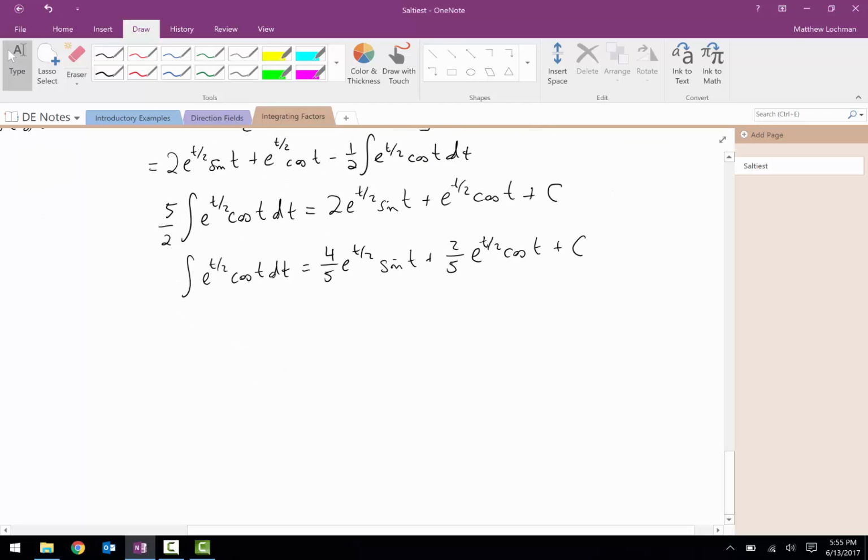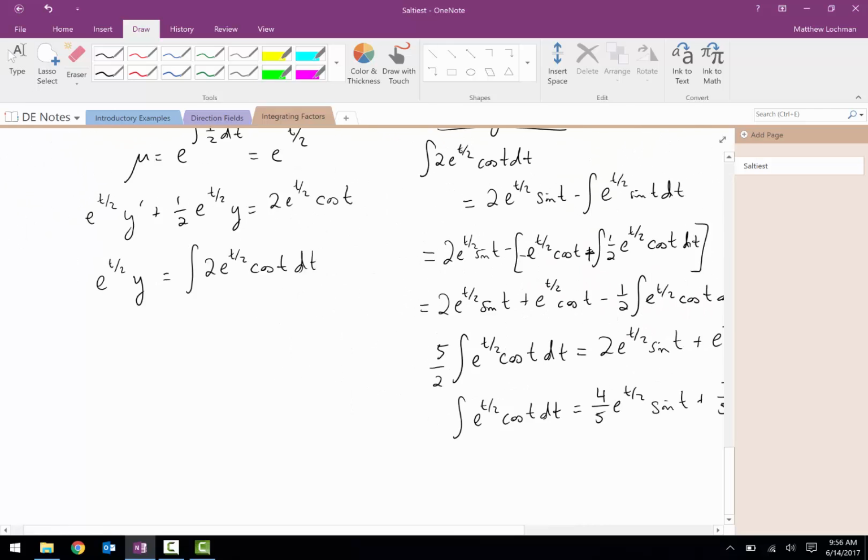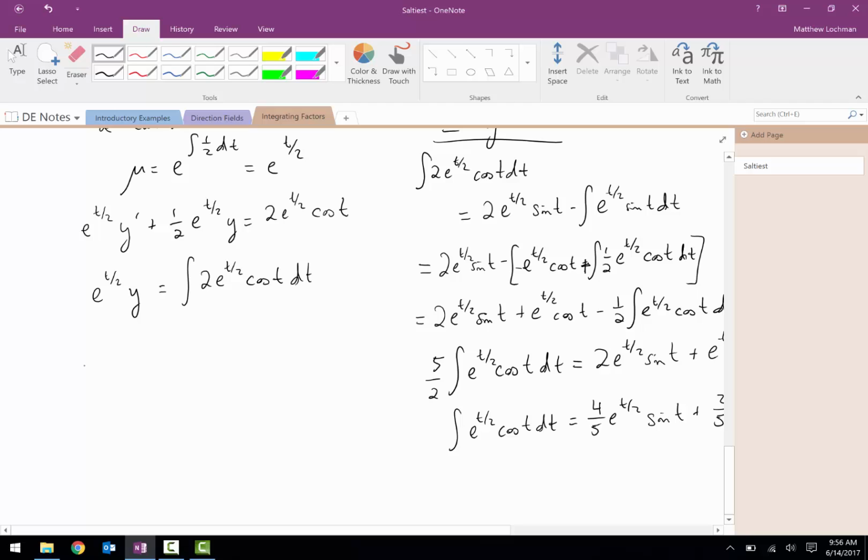Now let's take this information and bring it back to the original problem here. First notice that for the integral we just calculated, we need 2 times that integral. So we're going to multiply everything here by 2 when we put it in. So we'll have e to the t halves y is equal to 8/5 times e to the t halves sine t plus 4/5 e to the t halves cosine t plus c.